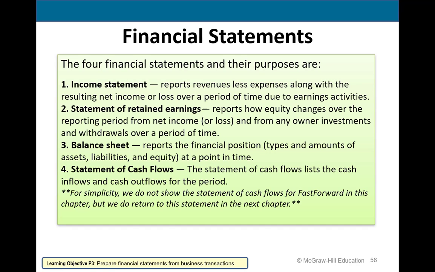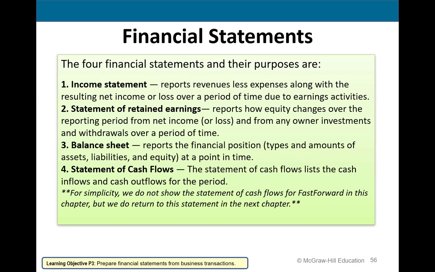This is another slide that we had seen before. These are the 4 financial statements and their purposes. The income statement reports revenues less expenses along with the resulting net income or loss over the period of time due to earning activities. The statement of retained earnings reports how equity changes over the reporting period from net income or loss or from any dividends over the period of time. The balance sheet reports the financial position, types and amounts of assets, liabilities, and equity at a point in time. The statement of cash flows lists the cash inflows and outflows for the period.